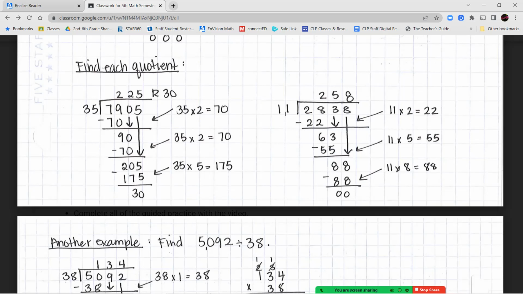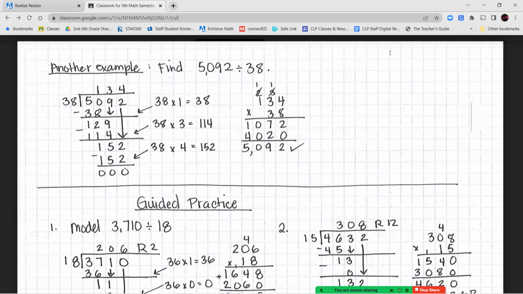So now I have to think, 11 times what will get me close to 63? Now 11 times 6 is 66, and that's too high. So I have to do 11 times 5, which is 55. I subtract that, and I'm left with 8. And then I drop my next digit, which is an 8. 11 times 8 is equal to 88. So I have no remainder here. So 2,838 divided by 11 is equal to a quotient of 258.